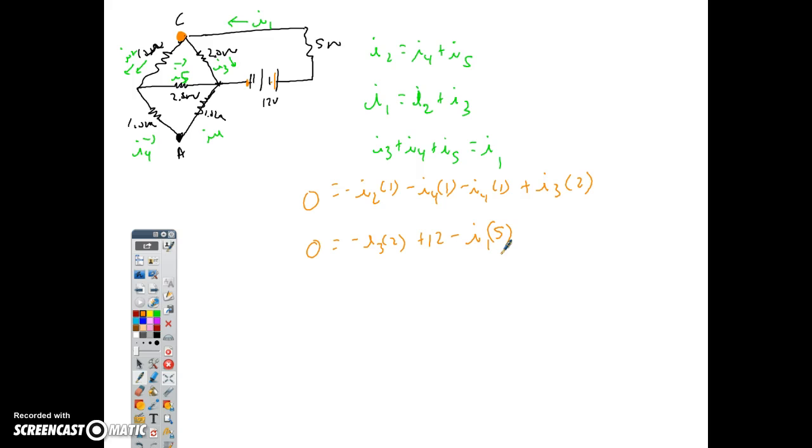5 equations, 5 unknowns. You could do this by isolating a variable, plugging in the other 4, then isolating a variable, plugging in the other 3, isolating a variable, plugging in the other 2, isolating a variable, plugging in the last one, and then you got 1, and then you start working your way backwards through the system, and you get all the different currents.